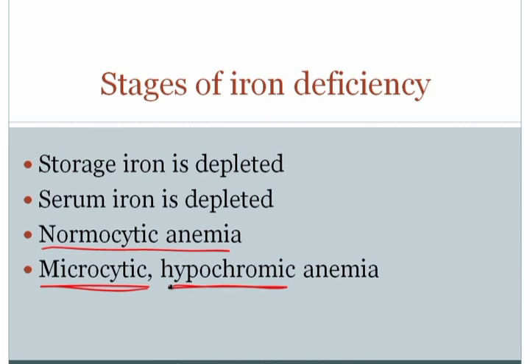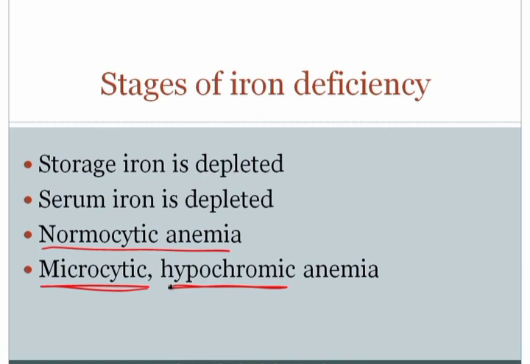Hypochromic means that they contain less color than they normally should have. And remember that when you consider the color of a red blood cell, the normal red blood cell has a central area of pallor. That central area of pallor will become expanded so that more of the red blood cell does not have the red color of hemoglobin. And so you get a microcytic hypochromic anemia. And these are the key stages of iron deficiency.